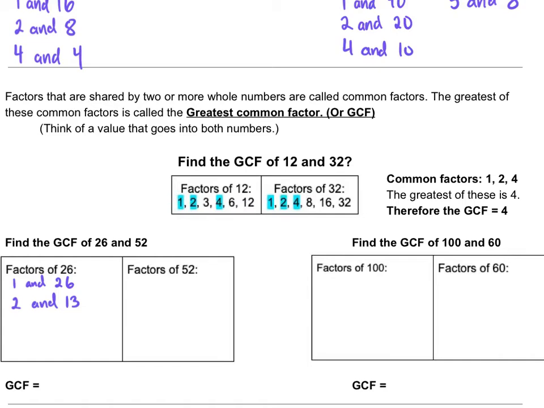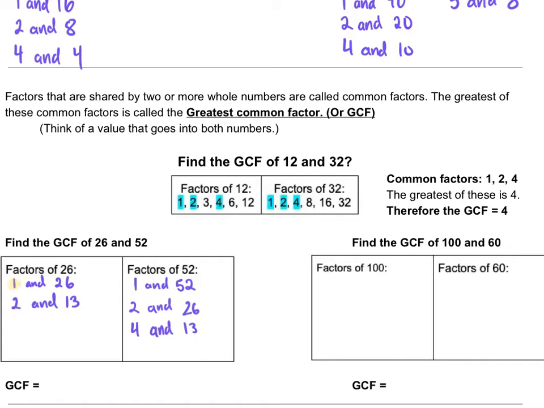So if we go to 52, I have 1 and 52, 2 and 26. 52 is not divisible by 3, but it is by 4, so 4 and 13. It's not divisible by 5, or 6, or 7, or 8, or 9. It's not divisible by 10, or 11, or 12. And again, that gets us back to 13, so we know we've hit all of our factors. So we have a couple factors in common.